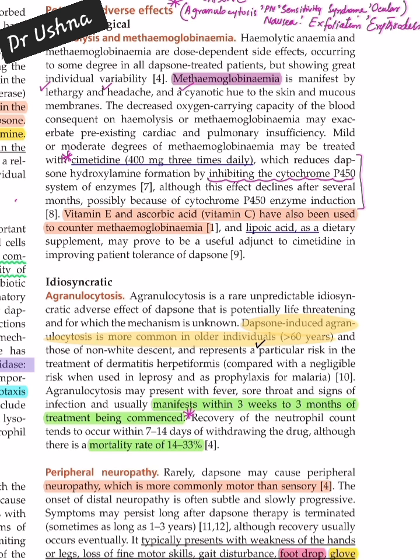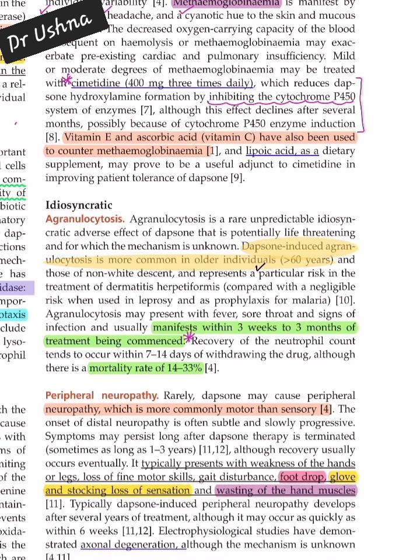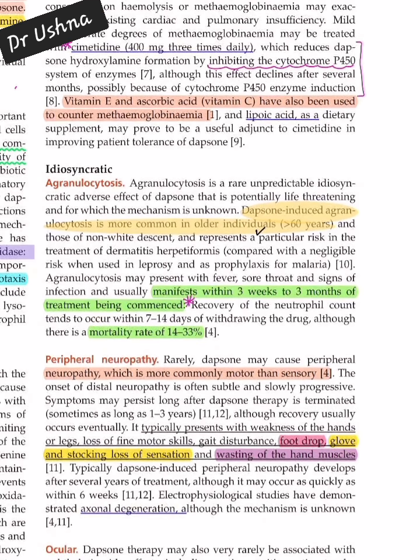But the worst thing is that with the passage of time, or with increasing doses, there is going to be induction of the cytochrome P450 enzyme by other mechanisms, and the cimetidine that was working initially is not going to work now. Other drugs that are scavengers of methemoglobin and are used in its treatment are vitamin E and vitamin C, which is ascorbic acid, and lipoic acid is also an important supplement that can be used as an adjunct to cimetidine. So this is important information about methemoglobinemia.